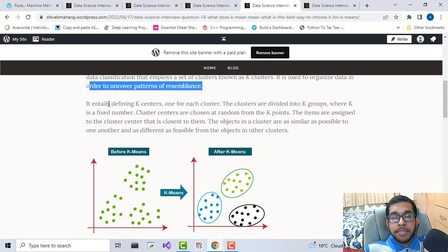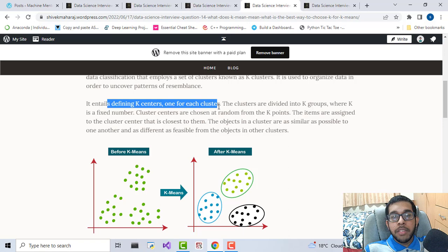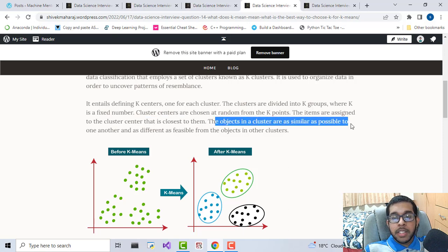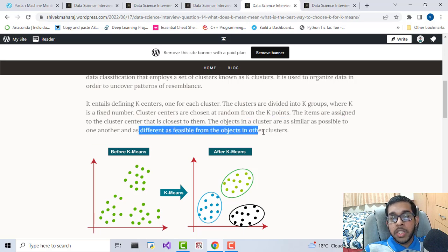It entails defining k-centers, one for each cluster. The clusters are divided into k groups where k is a fixed number. Cluster centers are chosen at random from the k points. The items are assigned to the cluster center that is closest to them. The objects in a cluster are as similar as possible to one another and as different as feasible from the objects in the other clusters.